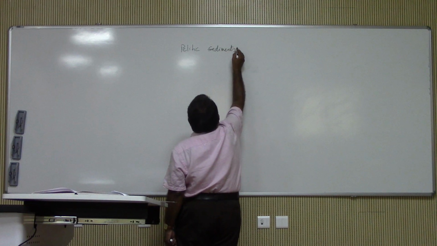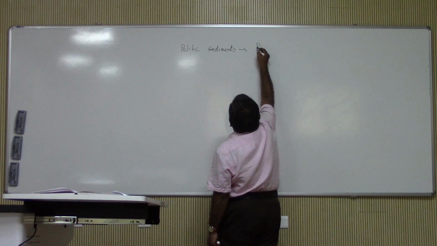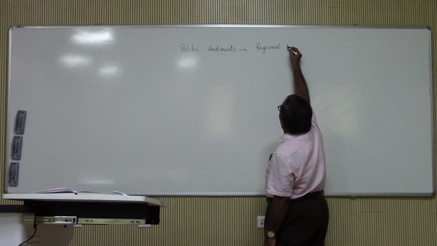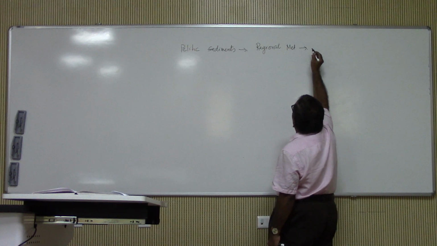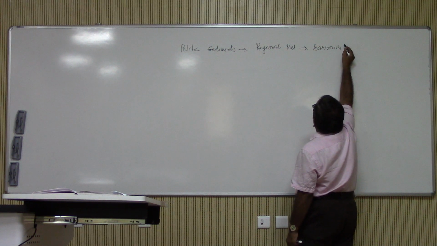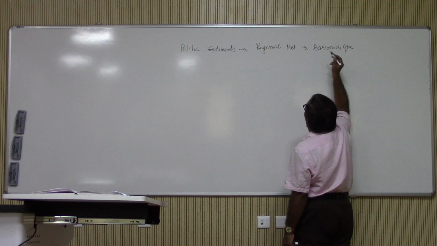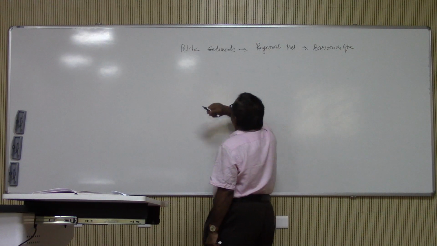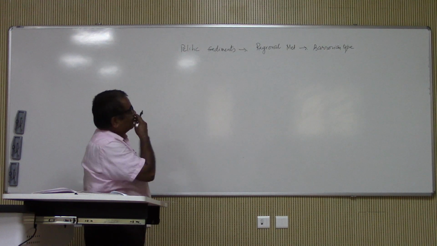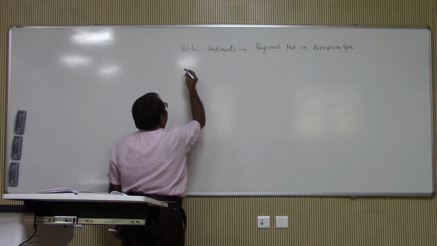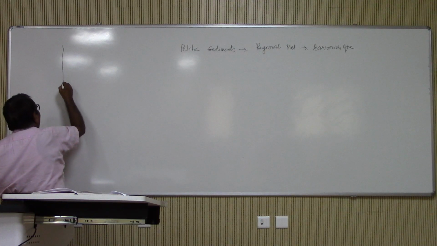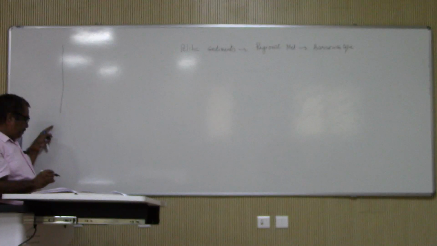Pelitic sediments, regional metamorphism. Yeah? Regional metamorphism. Barrovian type. So if I say these things, you understand what we are going to read today. Now, you draw this along with me. Are you able to see up to this point? Yes, sir.